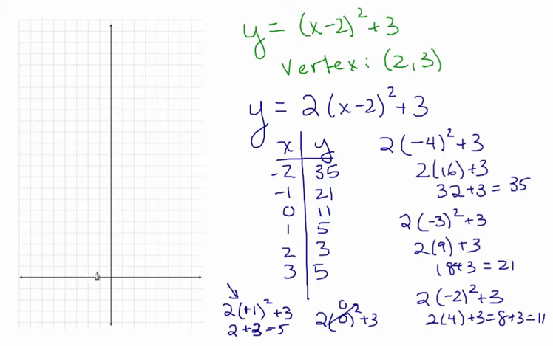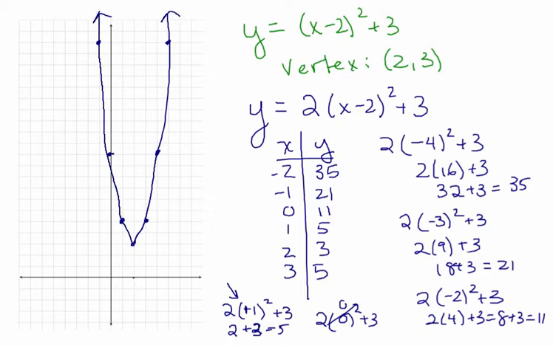So let's graph this and see what it looks like. I'm going to skip, again, that point, negative 2, 35, but negative 1, 21 is all the way up here. 0, 11, 1, 5, 2, 3, 3, 5, and then because of the symmetry, we know we can keep going and put these points in. I'm also going to add in the original graph of y equals x minus 2 squared plus 3 before we put in that coefficient of 2.